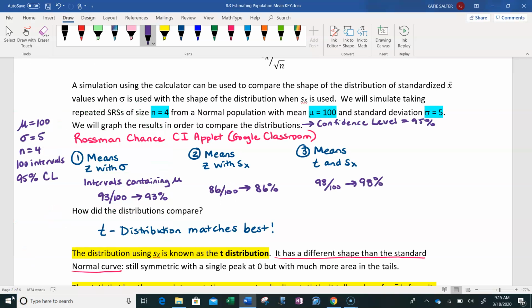Okay, so when we did that simulation with a confidence level of 95%, hopefully what you could see is that when we use T and the standard deviation of the sample, that was the best match. So the T distribution matches best. All right, so let's learn a little bit about the T distribution.